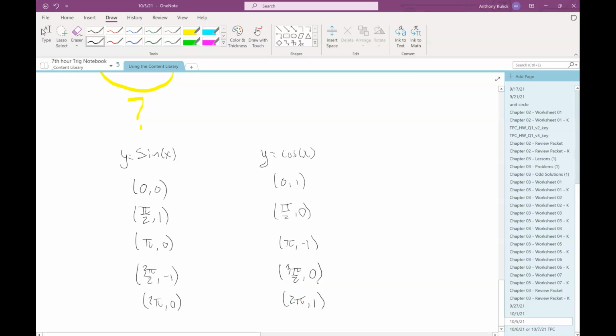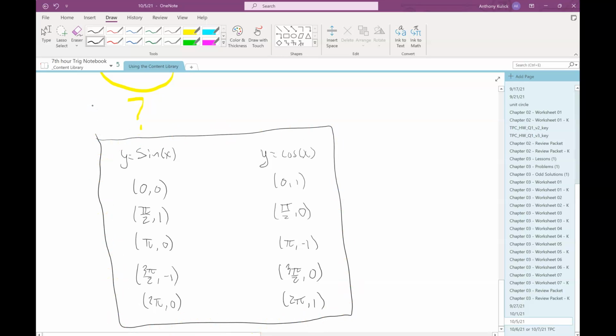And once we finish doing all of these, I'll type them all up and put them into a single document for you. But that's something you'd want to highlight in your notes because we'll refer back to this to do several things. So these are your key points that you'll use for graphing.